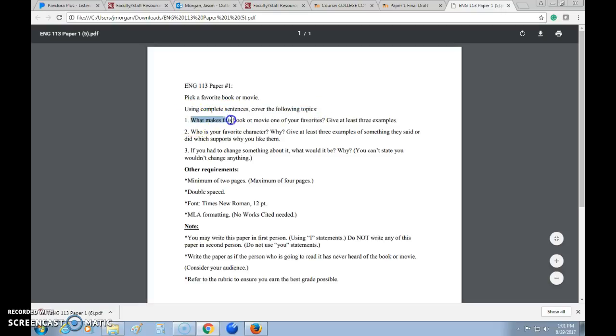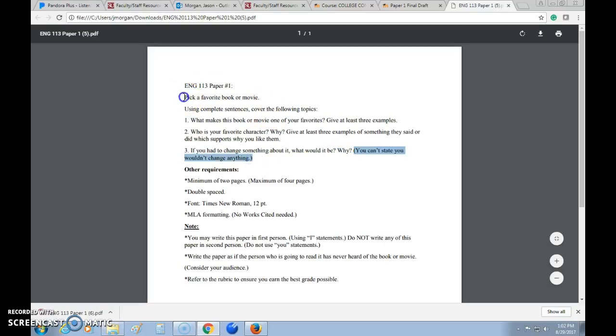What makes this book or movie one of your favorites? Give at least 3 examples of why it's one of your favorites. Who is your favorite character? Why? Give at least 3 examples of something they said or did which supports why you like them. And then 3, if you had to change anything about the book or movie you're talking about, what would it be? And why? And no, you cannot state that you wouldn't change anything.